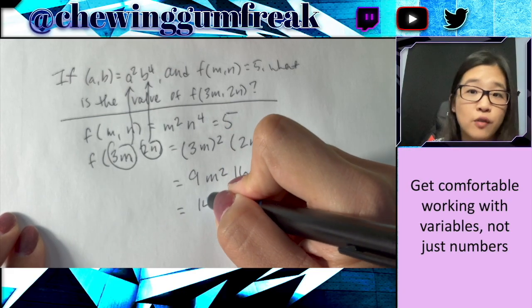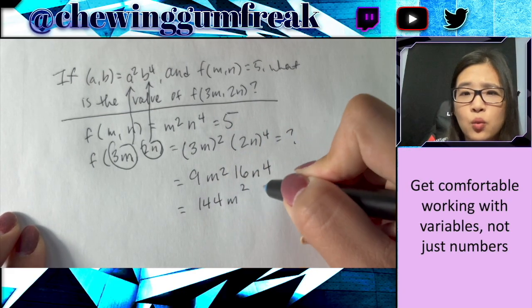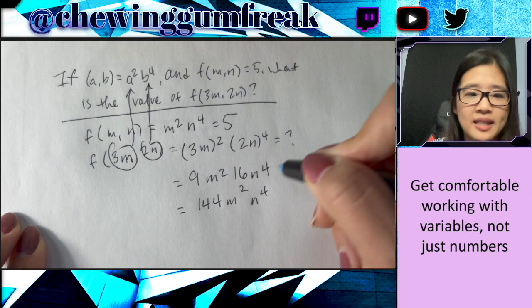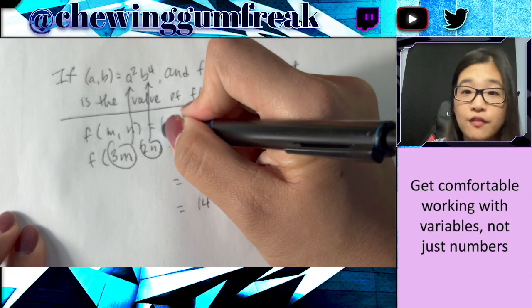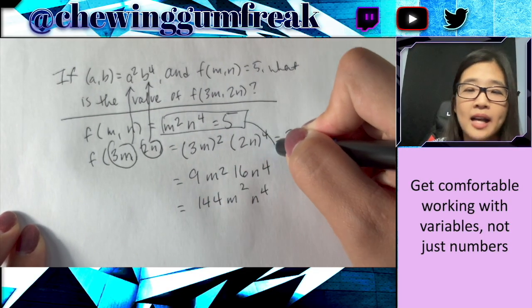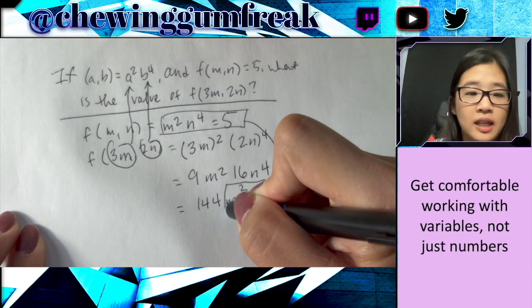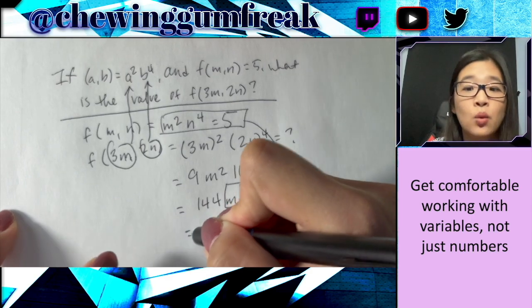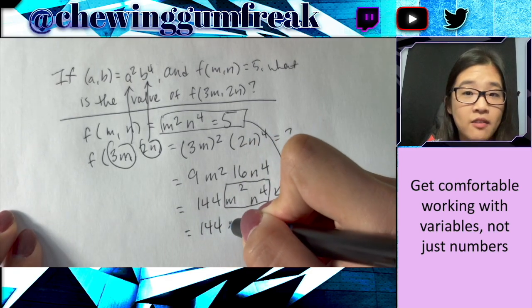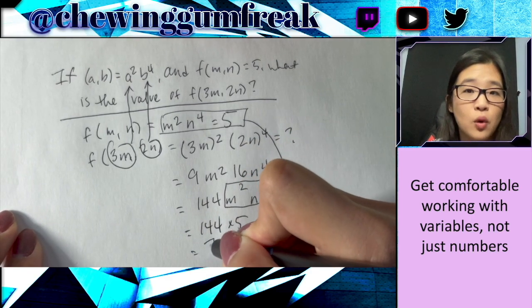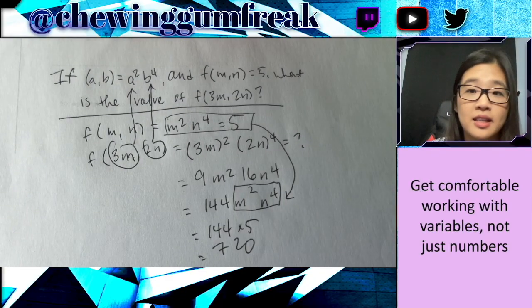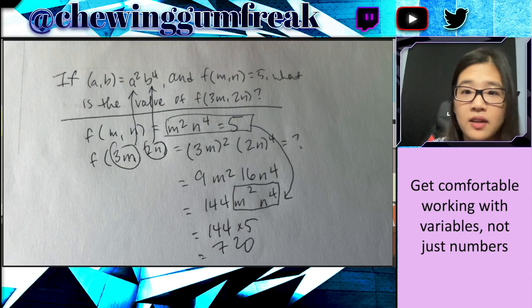to make 144. And then we're left with this kind of messy exponent structure. The nice thing about this is, as you can see, the m squared and n to the fourth is exactly the same as the value that we were given in the actual question. We know that that equals 5, so 144 times 5 gives us the correct answer of 720.